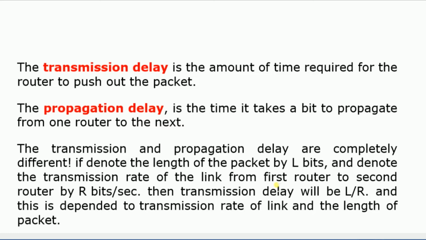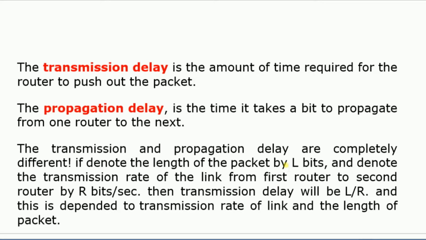The propagation delay is the time it takes a bit to propagate from one router to the next. As we have seen in packet switching, there will be stations, and the station will collect the packets, and to move from one station to another station there will be some delay, and it depends upon the available path, and that we will call a propagation delay. It is the time it takes a bit to propagate from one router to the next.